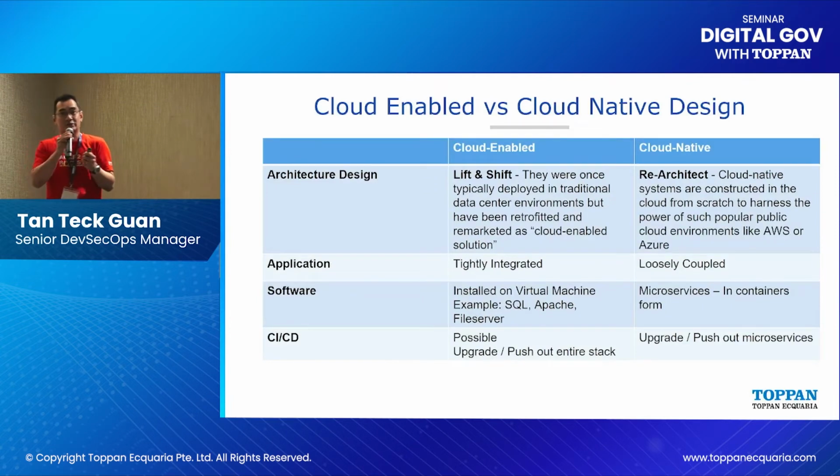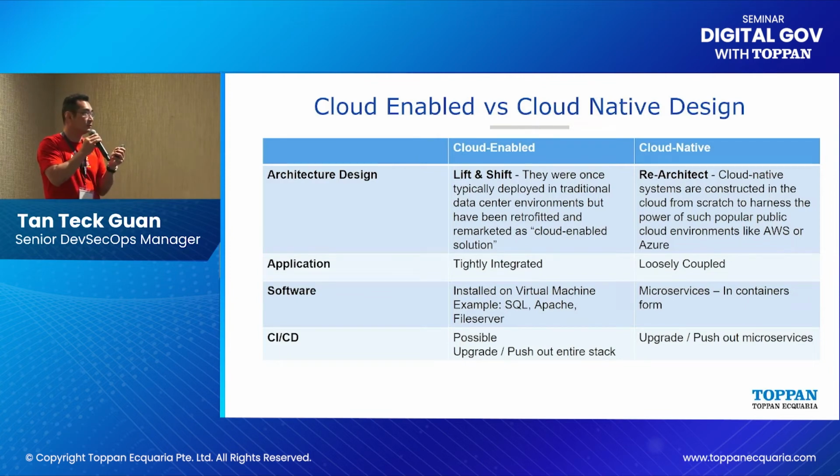Having said all that, maybe I will give a summary of what cloud enabled versus cloud native design is like. Maybe I'll break it down into a few areas, for your consideration when next time you want to do a migration or a tech refresh. Firstly, architecture design. Cloud enabled is more like a lift and shift. They were once typically running in a traditional data center, but they've been retrofitted, so it is remarketed as a cloud enabled solution. Cloud native is a re-architecture. So you rethink, the keyword is rethink. How are you going to break down your application? Are you going to reconstruct it from scratch, to harness the power of cloud computing services like AWS or Azure?